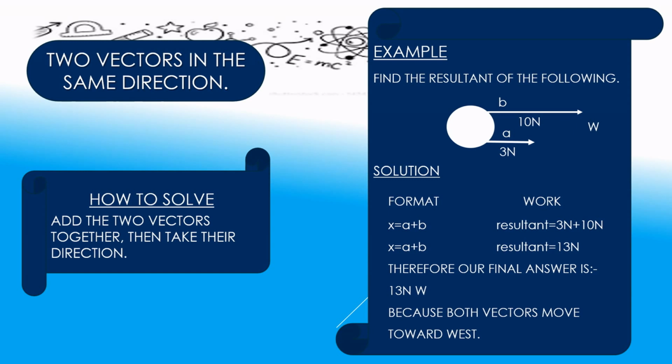If you look at the example, you would see that we only added the vectors with simple addition. In the first problem, we are asked to calculate the resultant of two vectors moving in the same direction. If you look at the solution carefully, we added the vectors and use the direction in which they move as the direction of the resultant.